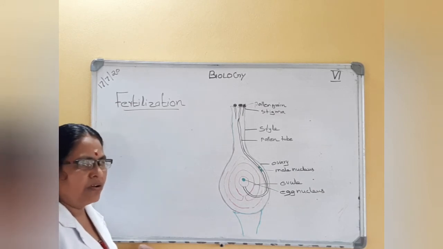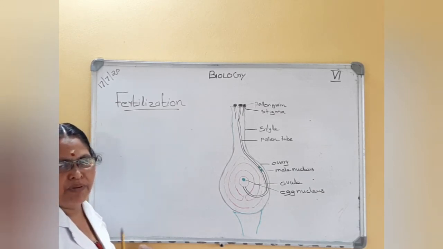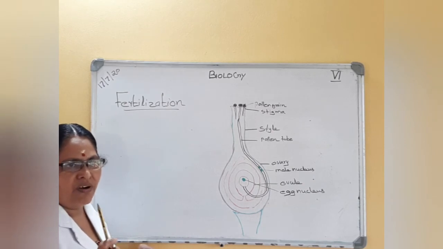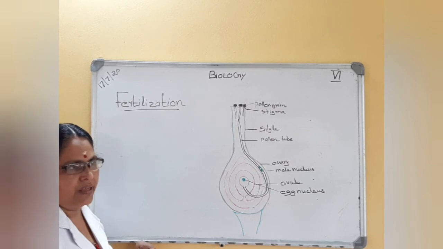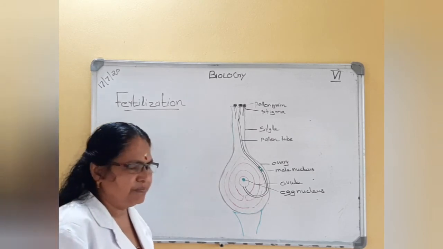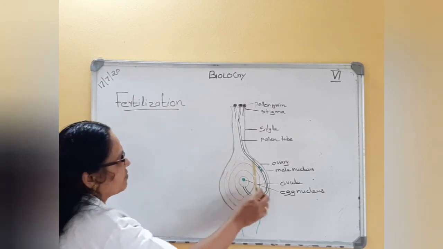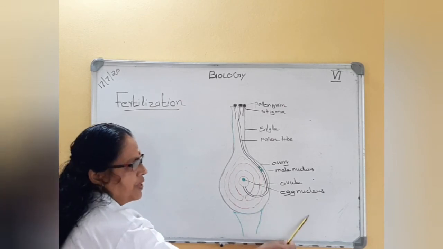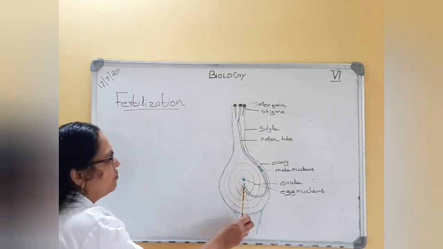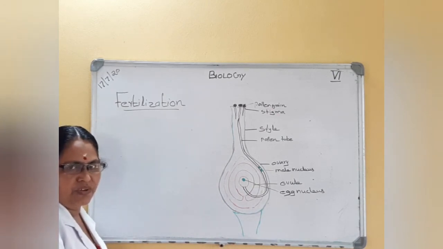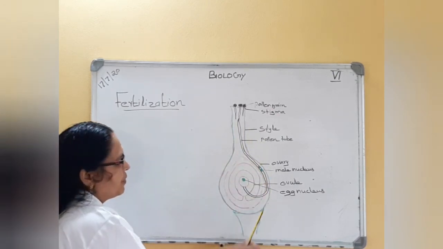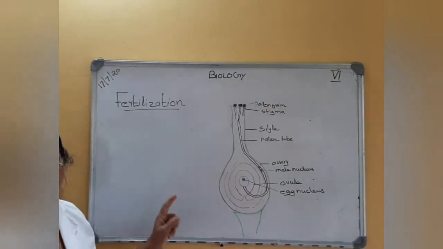That zygote develops into the embryo. That embryo is found inside the seed. That is the baby plant inside the seed. So after fertilization, the ovary of the flower grows into a fruit and the ovule grows into a seed. Do all of you understand? So this is the process of fertilization in a flower.